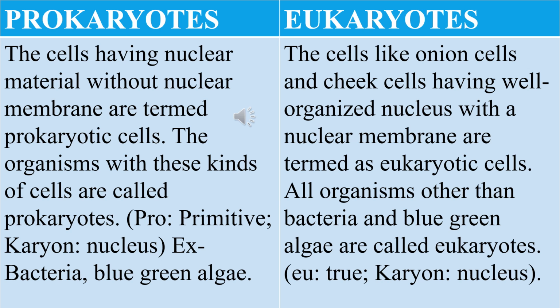Examples of prokaryotes are bacteria and blue-green algae, children, and eukaryotes are like onion cells, cheek cells, and higher living organisms. They have a nuclear membrane, so they have the nucleus with the nuclear membrane. All organisms other than bacteria and blue-green algae are called the eukaryotes. Eukaryotes means what? True nucleus. That's about the eukaryotes.